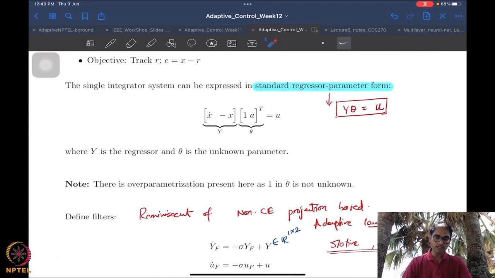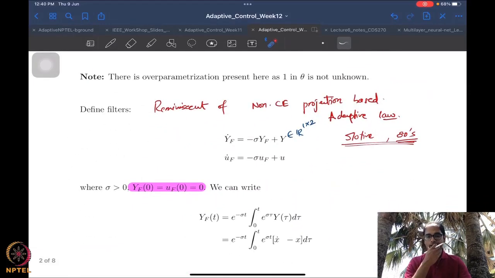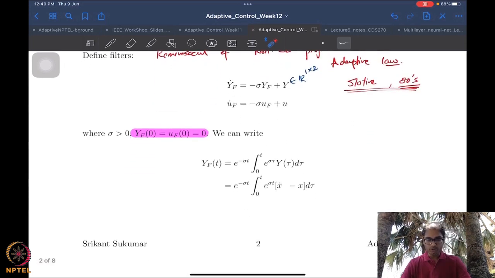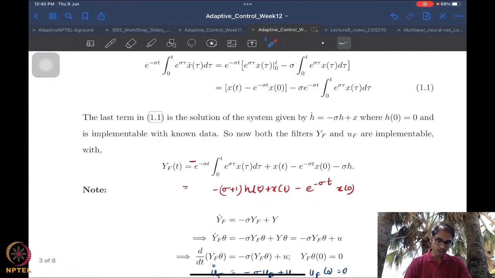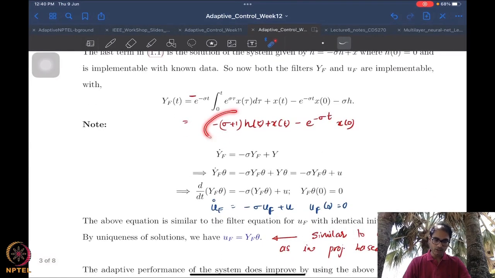The first thing we did was we wrote everything in a standard regressor parameter form, that is y theta equal to u. And because we wanted to write it in this form, we had to resort to overparameterization. So we had to introduce one also as part of the unknown parameter vector. And there was also x dot in the regressor. What essentially this x dot signifies is the derivative of the state, which is typically not assumed to be measured. But then we also showed that this filter itself is implementable, by using a simple integration by parts type of a scheme, and we even wrote out a nice formula for this integration by parts kind of a scheme.